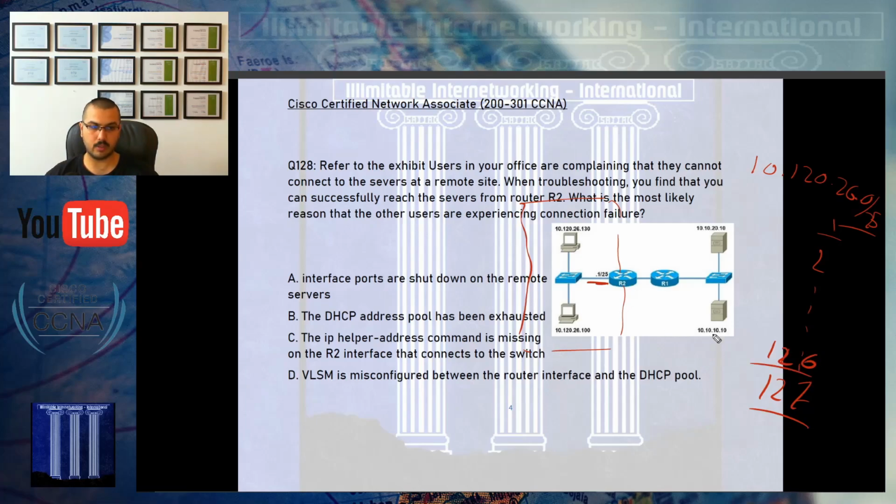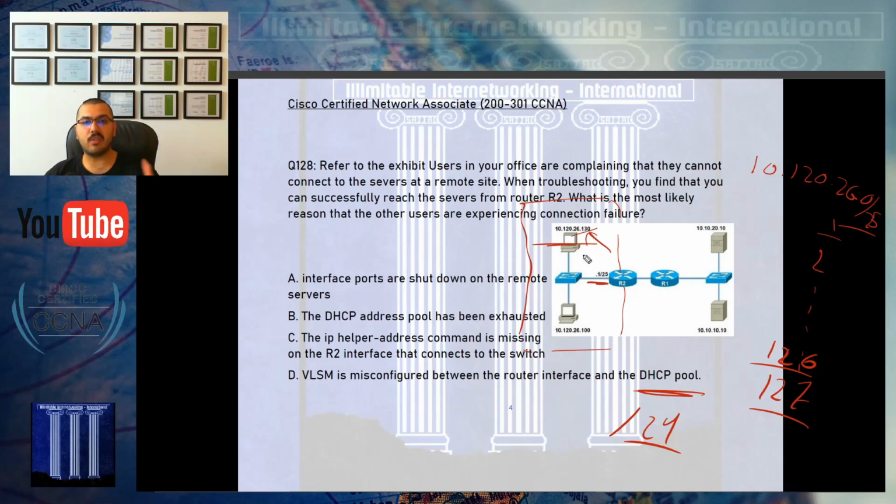So 10.120.26.126 is the last valid IP address on this network, and we can see that this guy is having 130, so this one is from another network. If these two have got the IP address from the same pool, because it says that there is a DHCP pool, this means one thing: that the pool inside this router is configured as a /24. Why? Because these two computers received IP addresses from the same pool.